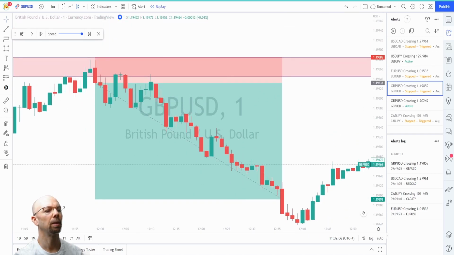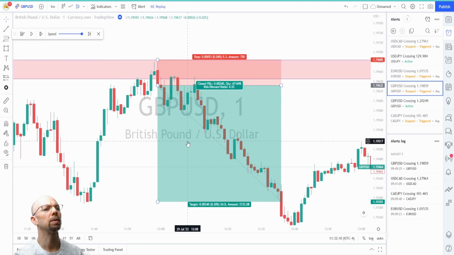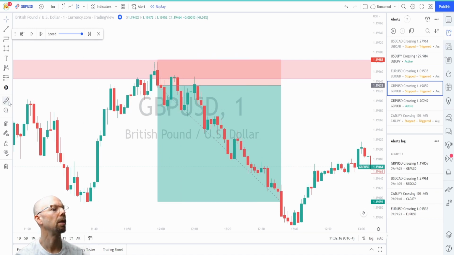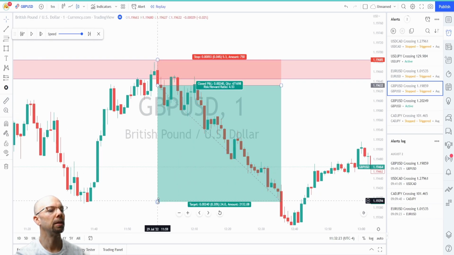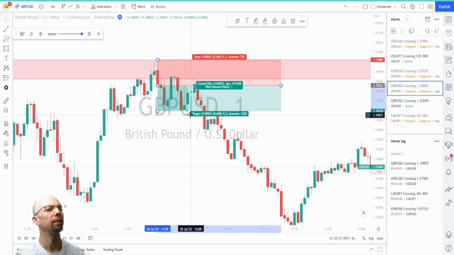Okay, so you can see how this worked out. This was a risk to reward of 4.53, which was actually really nice. You would have had to decide, let's take a look here. If you would have been managing this trade, you would have ended up with a small profit.